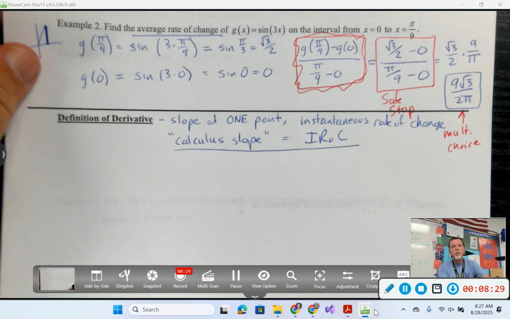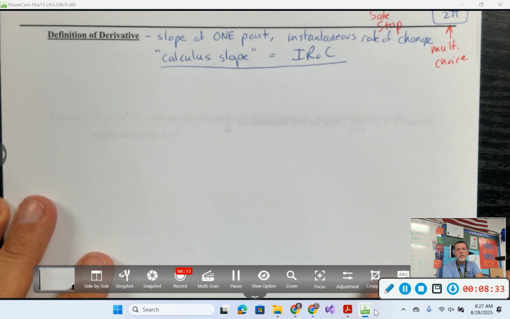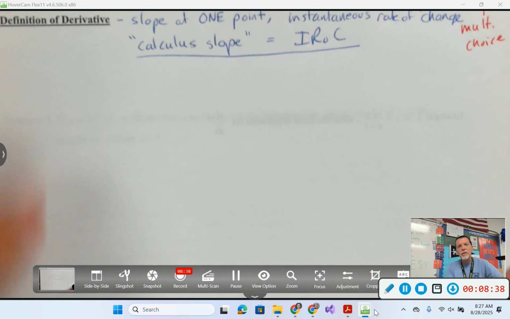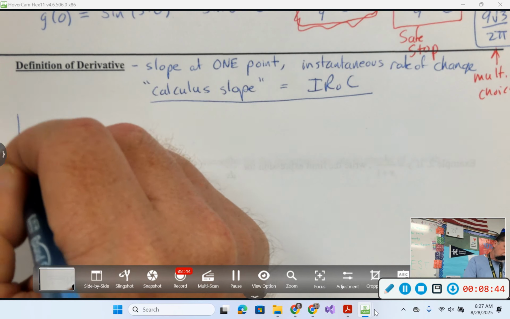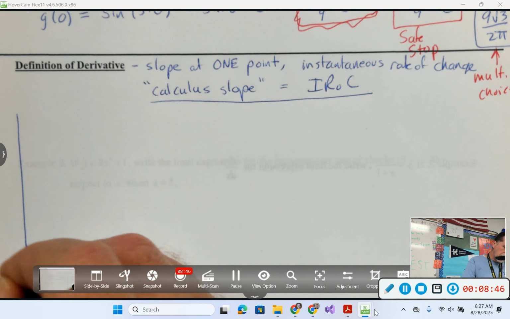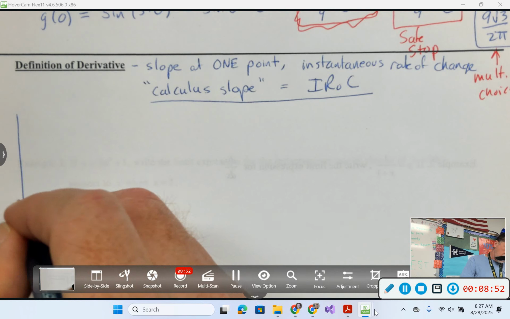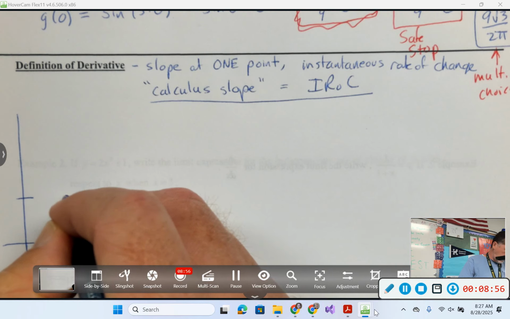So we are switching big time here from algebra slope: get 2 points, use the slope formula, pretty easy. You've done that probably hundreds of times. Now we're going to figure out how to find the slope at one particular point. Let's start with a picture. And we want to find the slope at this point.